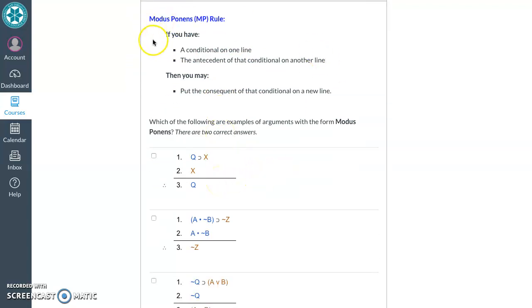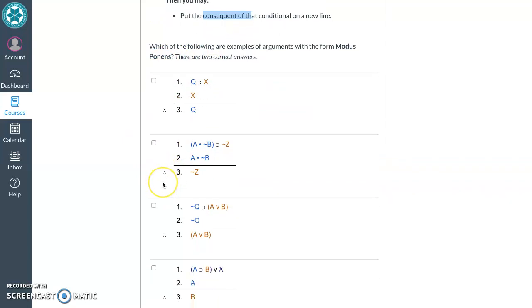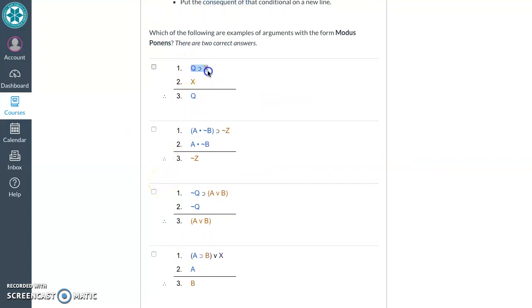So modus ponens says, if you have a conditional on a line and you have the antecedent, the first part, of that conditional on another line, then you may put the consequent, the second part, of that conditional on a new line. So which of these have that pattern? We have a conditional, check, but we don't have the antecedent of that conditional. We have the consequent, and we've inferred, derived, put on a new line, the antecedent. This is an invalid pattern of reasoning.